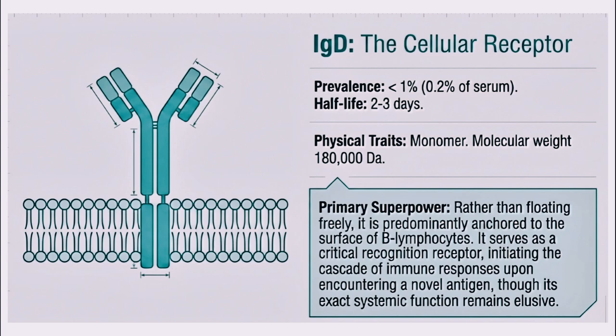What will it do? It will signal the B cell that I have found this particular antigen which I'm supposed to fight against, and I will initiate the entire immune cascade. So IgD is all about that. That's why it is known as the recognition receptor. So this is all about IgD.